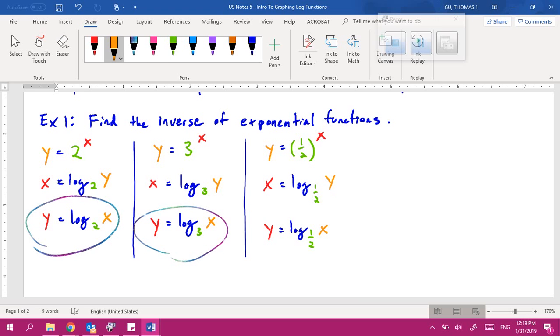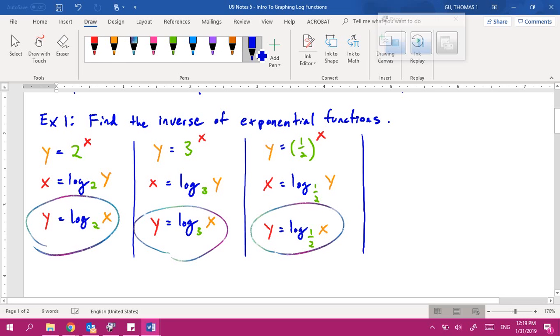And let's do one final one. All right. If we have y equals 10 to the x. This one's special a little bit, but not really. What should we do with this one? Y equals 10 to the x. You want to switch it to logarithmic form, which would be what? X equals log base of 10.